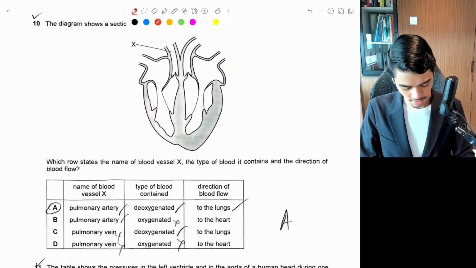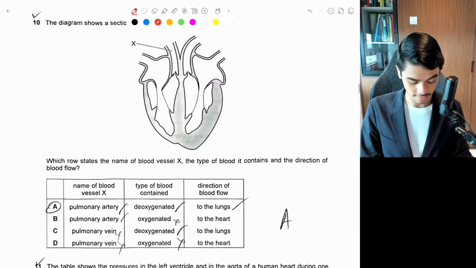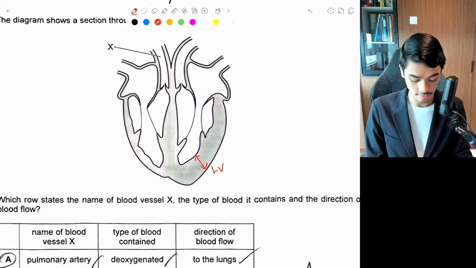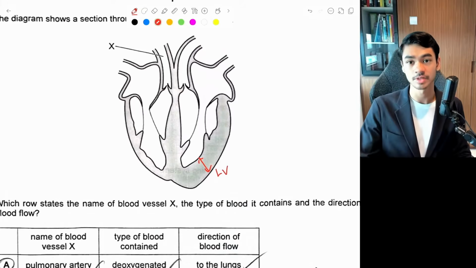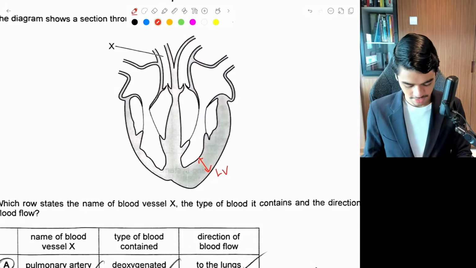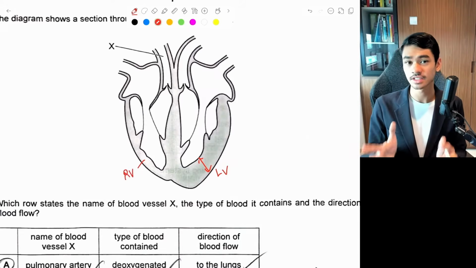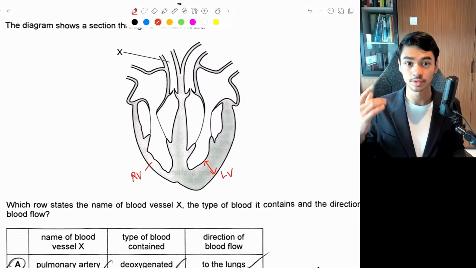Okay, question 10. Which side of the heart is X on in the first place, right? I see that this is really thick. That tells me this is the left ventricle. It needs to have a very thick muscular wall to generate high blood pressure to pump to and around the entire body. Whereas this side has a very thin wall. So I know this is the right ventricle. It doesn't need to generate that much pressure because it's just pumping to the lungs and back, which is a much shorter distance.